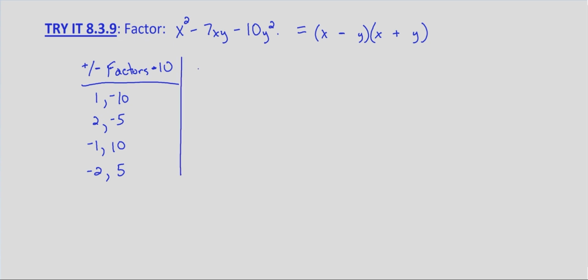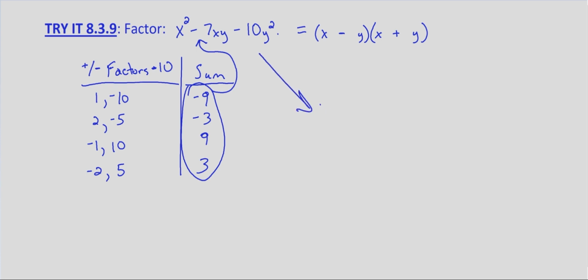So if we look at the sums, we have 1 minus 10 is negative 9. 2 minus 5 is negative 3. Negative 1 plus 10 is 9. And negative 2 plus 5 is 3. So there are no sums that end up equaling negative 7. And because of that, we know that this trinomial is prime.